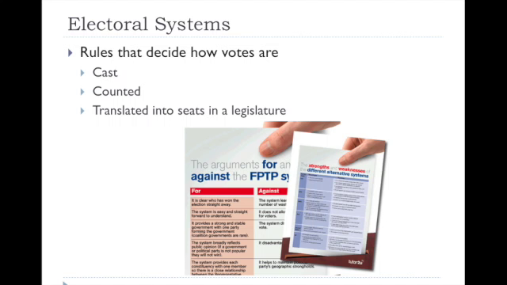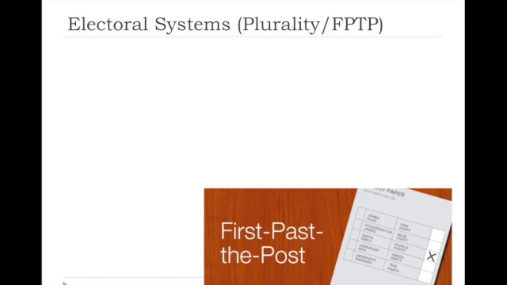So when we did the simulation in class, you guys cast votes in many different ways, and you can see how they can be counted in different ways, and they can be translated into government seats in different ways. So if I take the first-past-the-post system, whoever gets the most votes wins. But if we looked at something like alternative vote, you may end up with a different candidate in office, essentially.